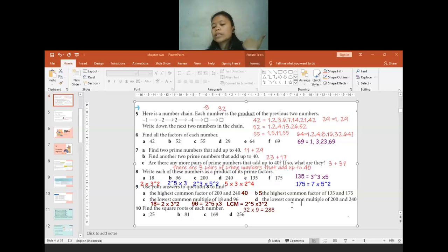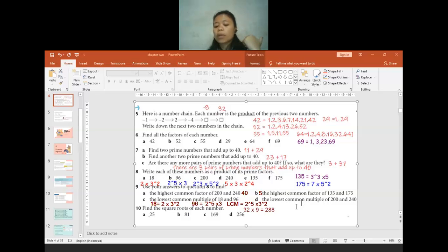Now let us continue to question D, lowest common multiple of 200 and 240. We already have the product of primes of 200 and also the product of primes of 240. 200, the product of primes, we got it from question 8. You don't have to make a factor tree again. From question 8, we got that 200 is equal to 2 to the power of 3 times 5 to the power of 2. And 240 is equal to 5 times 3 times 2 to the power of 4.